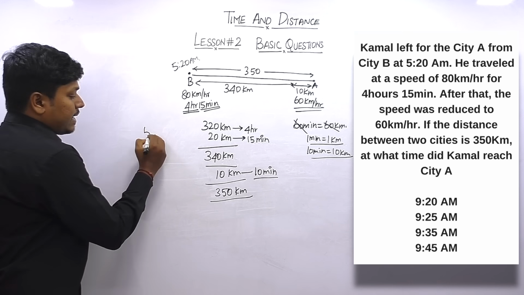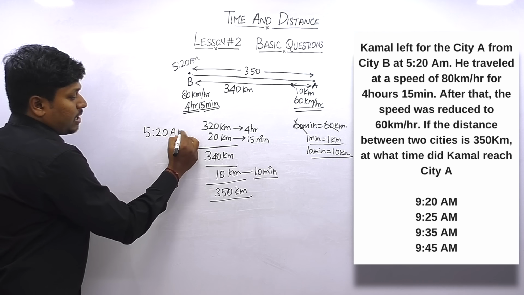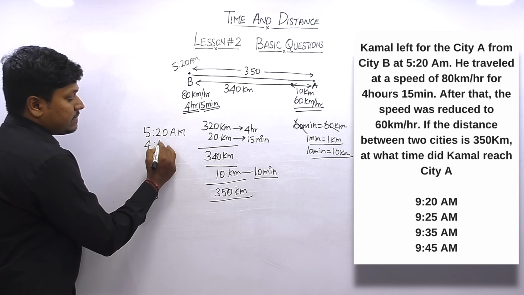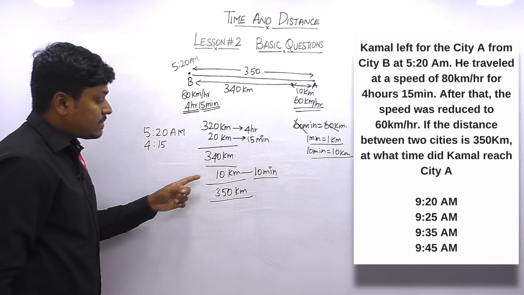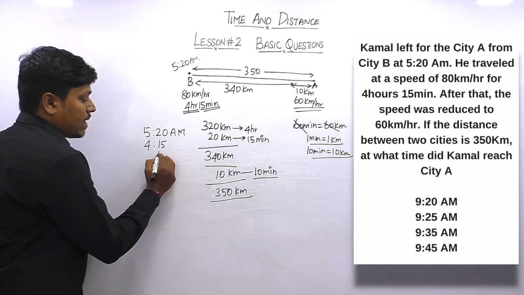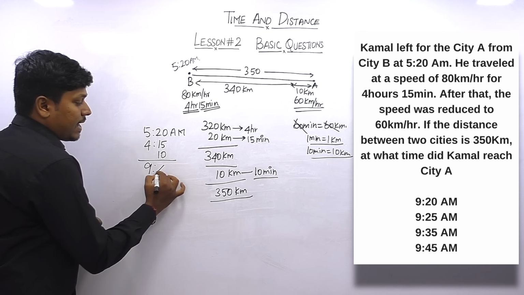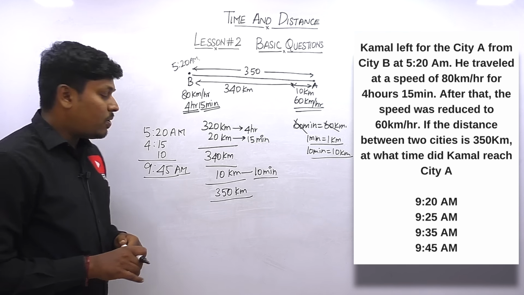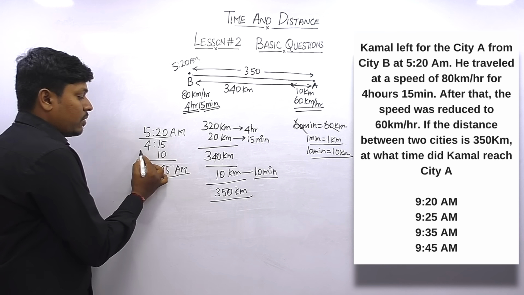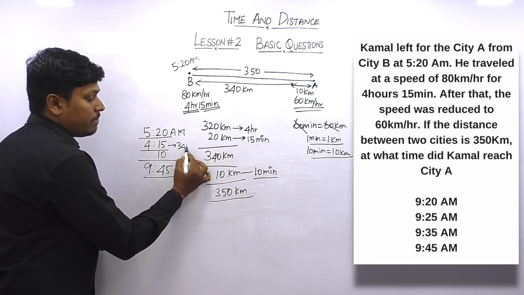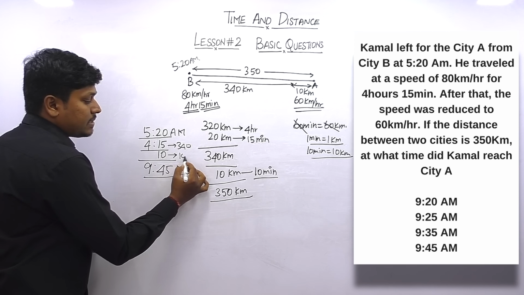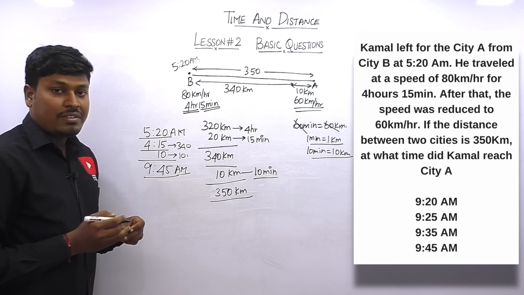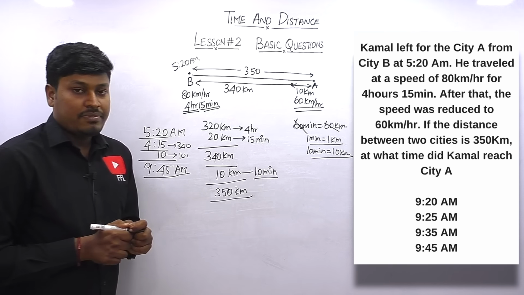So his starting time is 5:20 am, right? And then he traveled 4 hours 15 minutes for 340 km. Then after that, for the last 10 km he has taken 10 minutes. So if you add this, 9:45 a.m. So he will reach city A at 9:45 a.m. Got it? So 5:20 you have started. In 4 hours 15 minutes he covered 340 kilometers, and the remaining 10 kilometers he takes 10 minutes. So finally he reached city A, that is 350 kilometers, at 9:45 a.m. So the answer for question number 5 is 9:45.